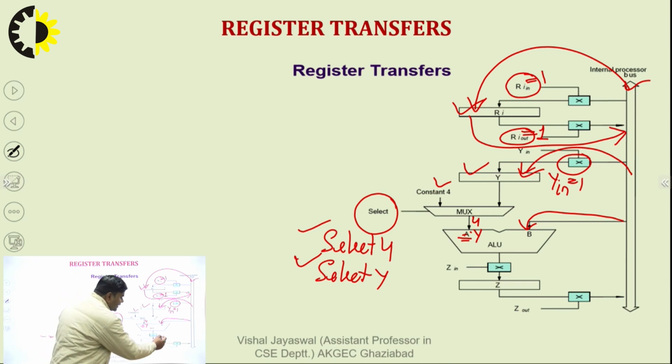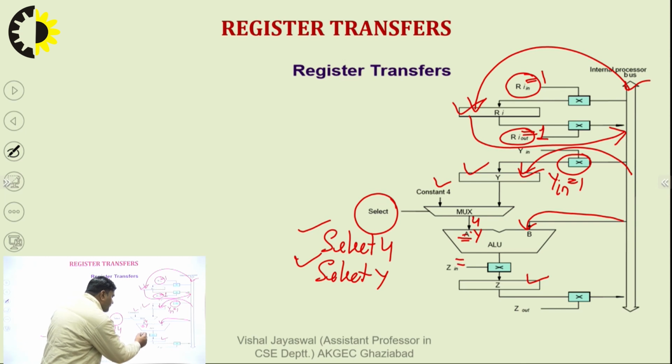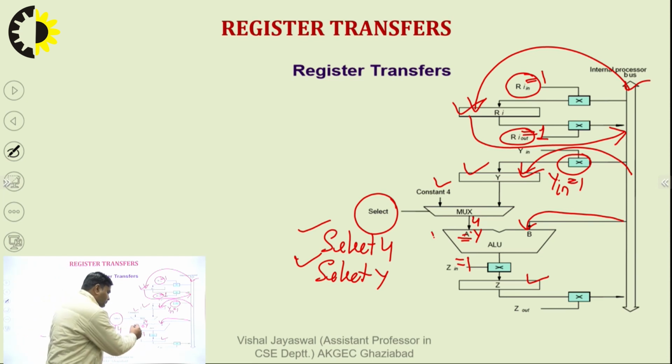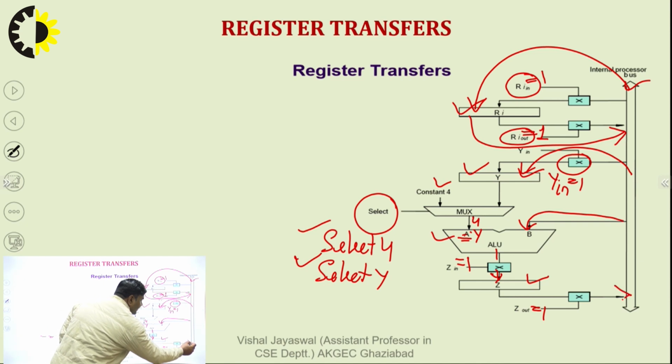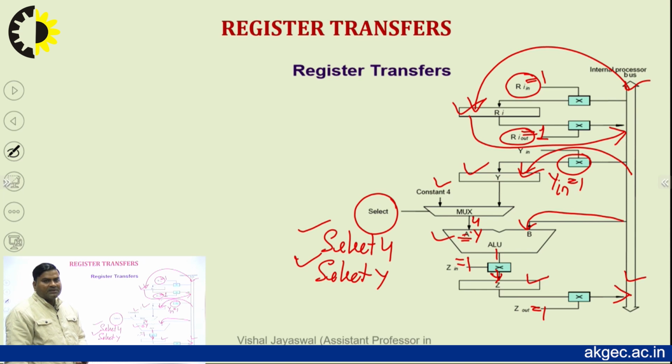Here we are using another switch for the Z register. It means if the value of Z in equals 1, then the result of the operation performed in the ALU goes into the Z register. If the value of Z out equals 1, it means the value of the Z register goes onto the internal processor bus. This is the input output gating for the register transfer. Basically, these are the switches that are applied on each register mentioned in the single bus organization.